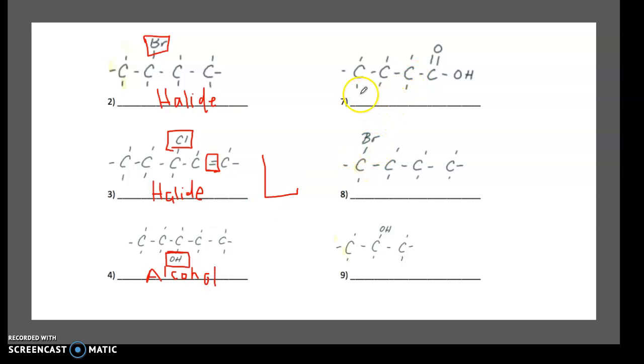Alright. So over here, I have C double bonded to an O, then I have an OH, and it's at the end. So I know it can't just be a ketone, because a ketone would be smack dab in the middle. An aldehyde, it cannot be because I don't have a hydrogen here. So that means this is an organic acid. Alright, last one. Because I have a Br attached right here, that means that this, according to table R, is a halide.